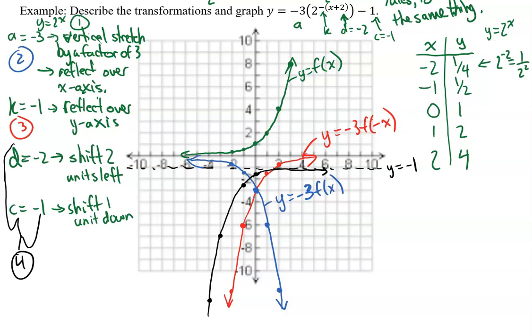It's hard to draw sometimes and get it really accurately, but it's going to look something like that. This is the graph of y equals -3 f of (-x + 2) - 1. That's the general form of that graph.